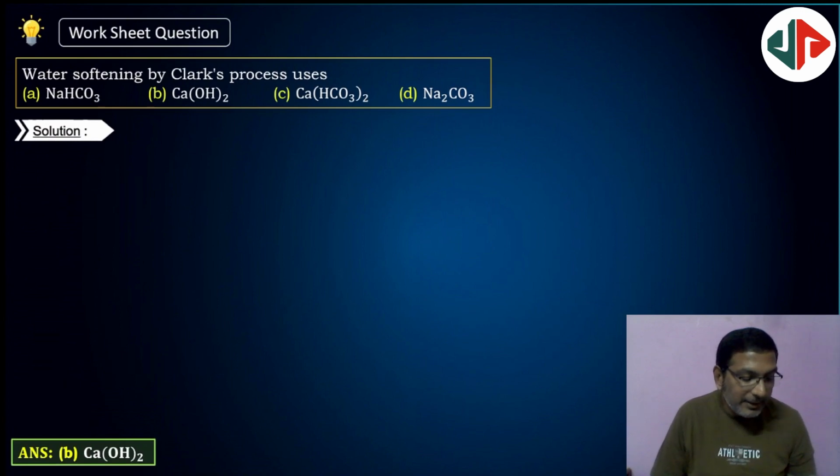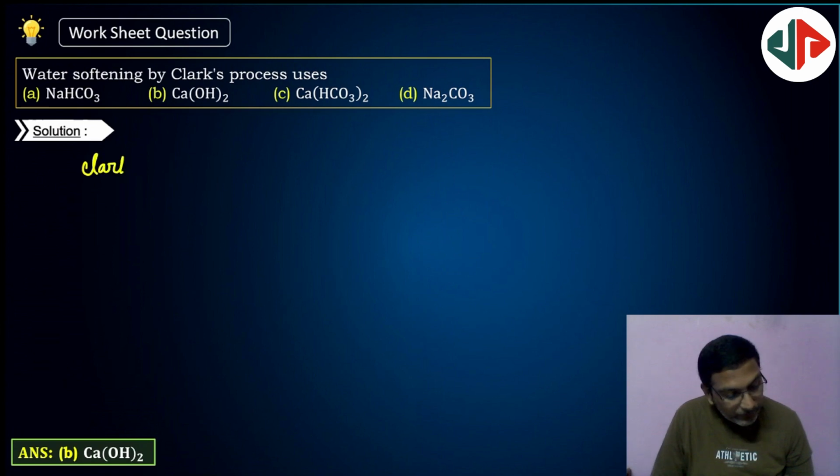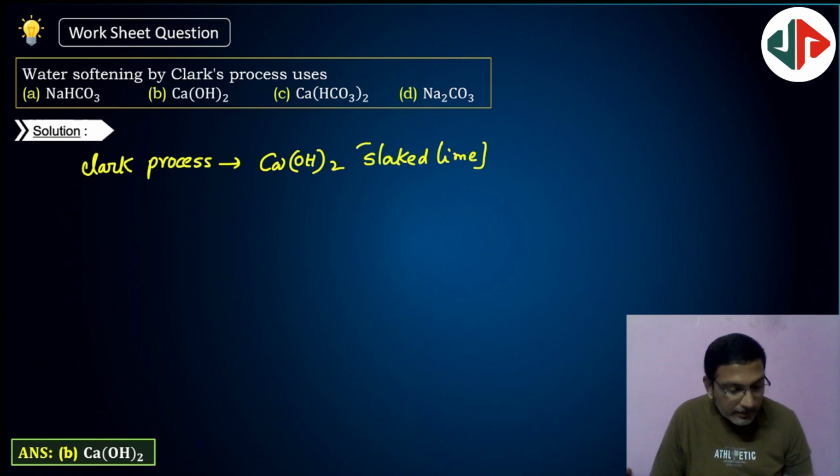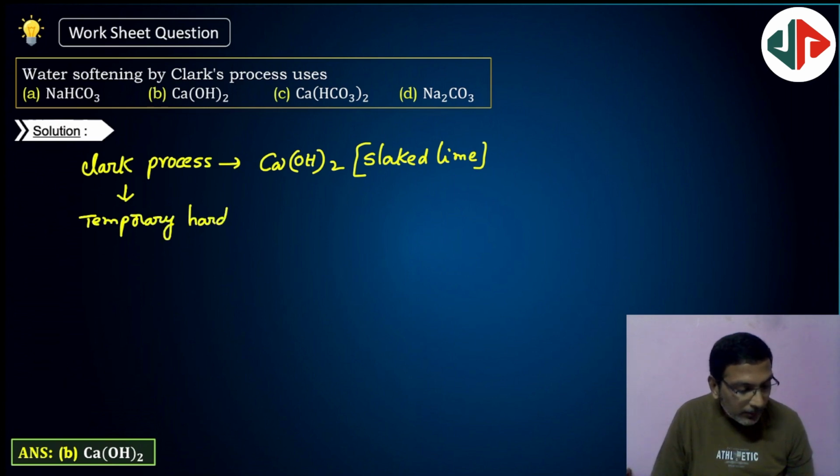Water softening by Clark process uses. So in Clark process, Ca(OH)2 can be used, which is slaked lime. So I will add one example. It can be used to remove temporary hardness. Temporary hardness can be removed by Clark process.